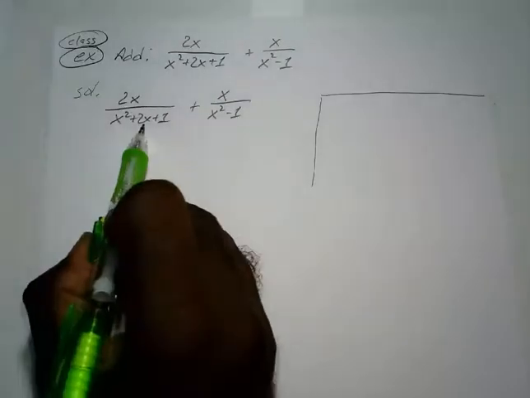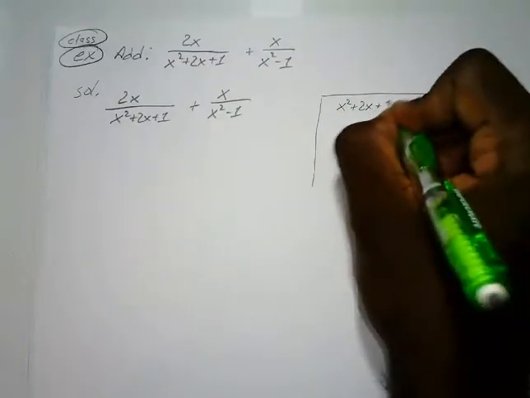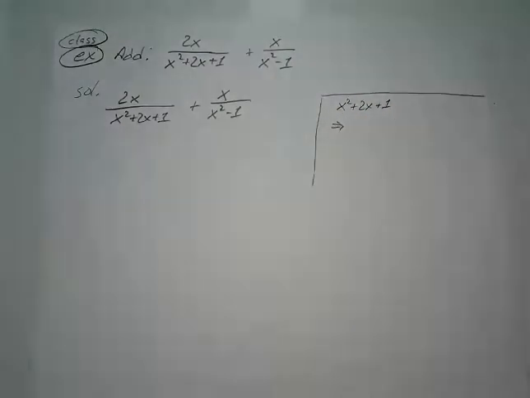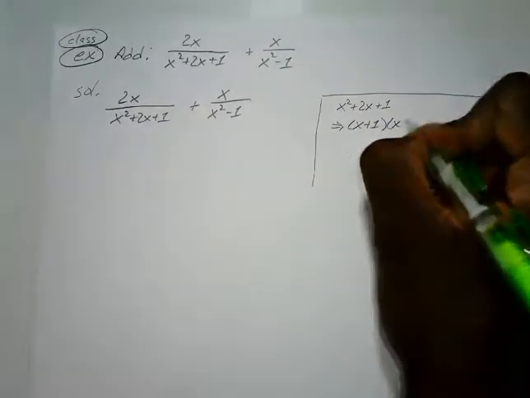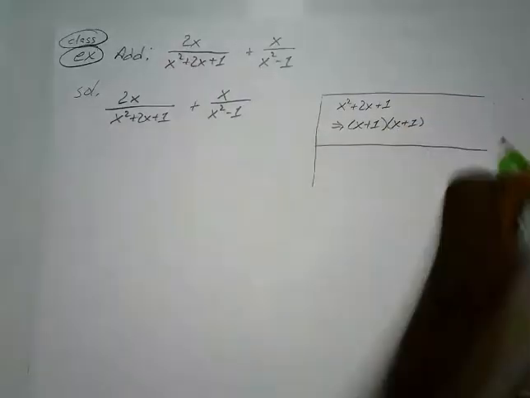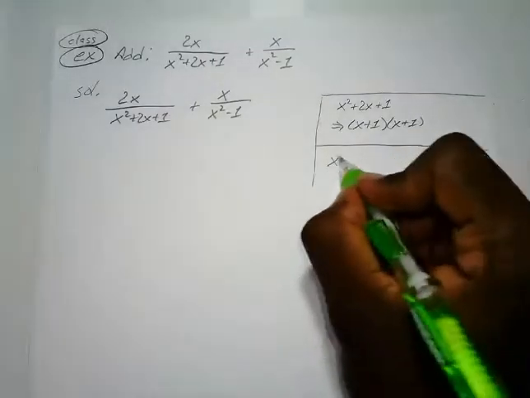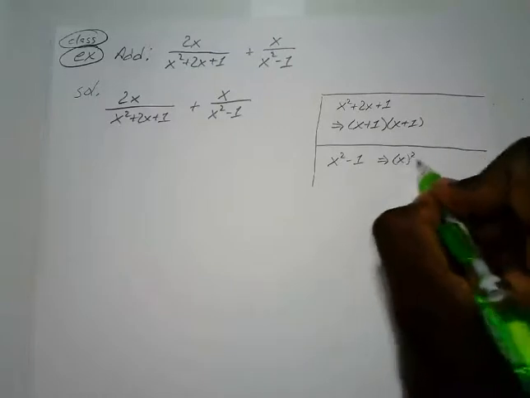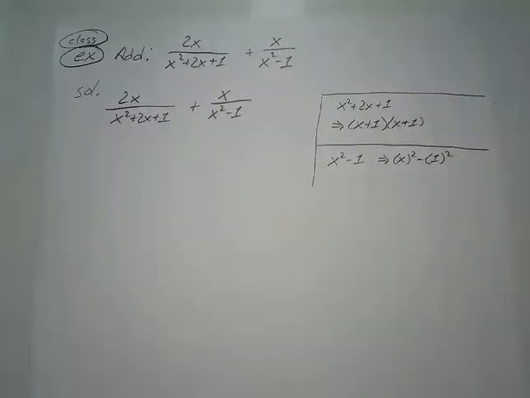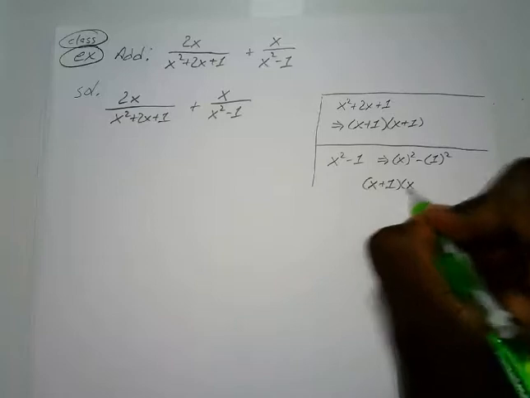But x squared plus 2x plus 1, we know that factors into x plus 1 times x plus 1. Okay, and our x squared minus 1, remember that's just x squared minus 1 squared. It's our difference of squares. So that would just be x plus 1 times x minus 1.